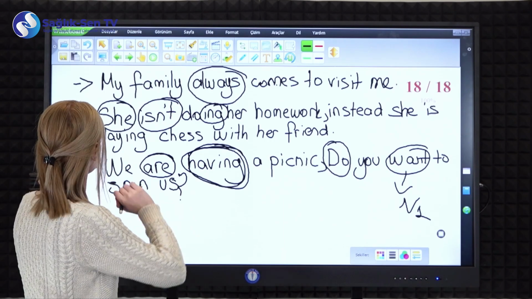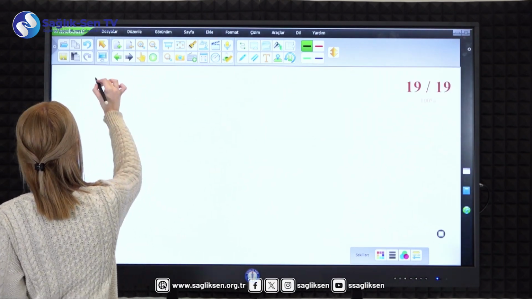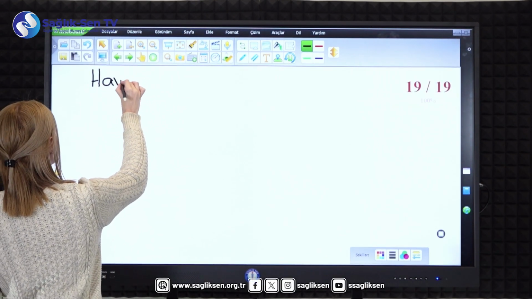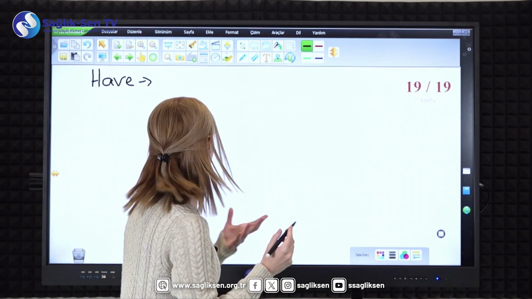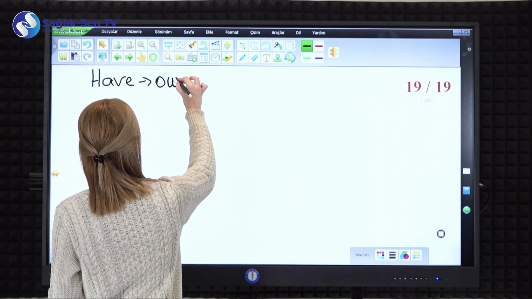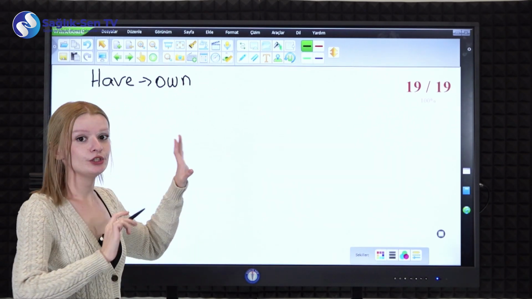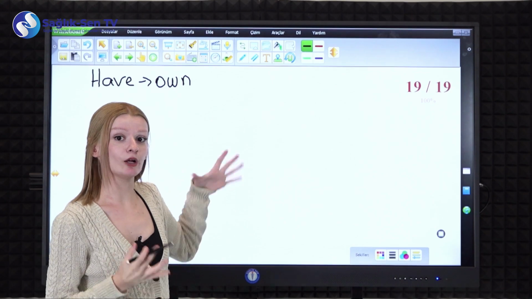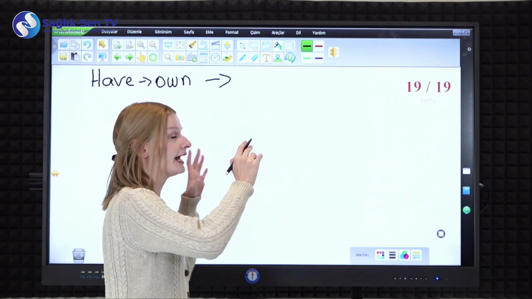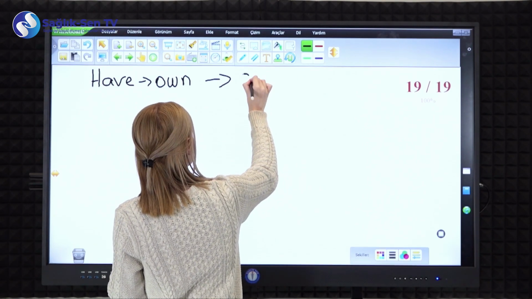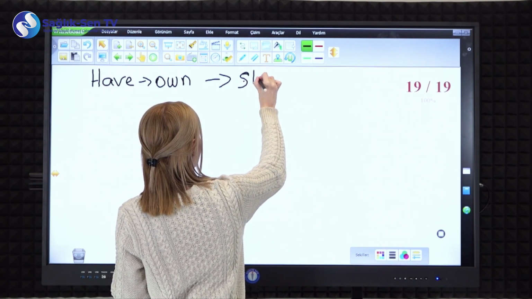Because have, when it means you own something, when we use have in this meaning, owning something, it cannot get progressive, which means it's a state verb.